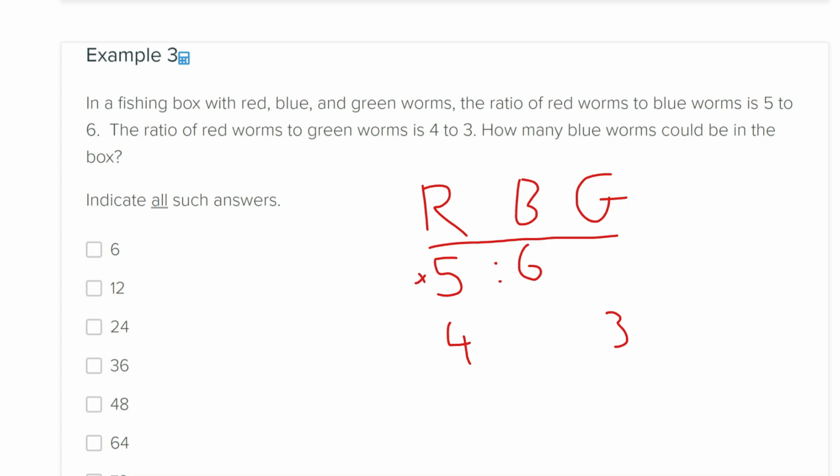How do we make 5 and 4 20? Well, to make 5 20, we multiply by 4. And to make the 4 20, we multiply by 5. When you multiply the 5 by 4, for example, you have to remember to also multiply everything in that row by 4. So we also multiply the 6 by 4. When we multiply the 4 by 5 to make it 20, we've got to remember to multiply everything in that row by 5. So the 3 also gets multiplied by 5.